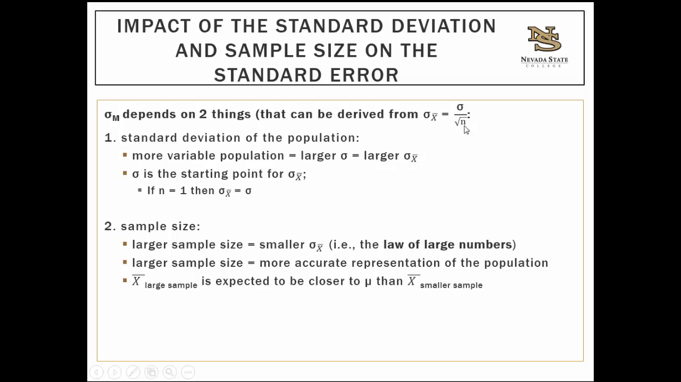Conceptually, the sample size: we have already discussed that larger samples tend to be a more accurate representation of the population. So if you have a larger sample size, you're expecting less error between your sample mean and the population mean. If you have a smaller sample size, it's probably a less accurate representation of the population, and you're expecting larger differences between sample means of a smaller sample size and the population mean.